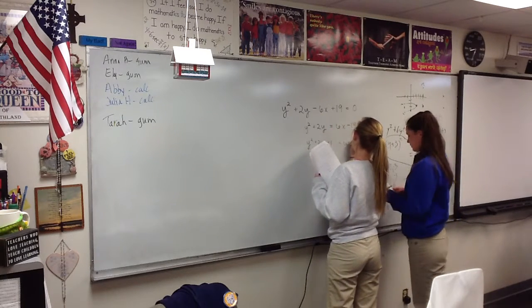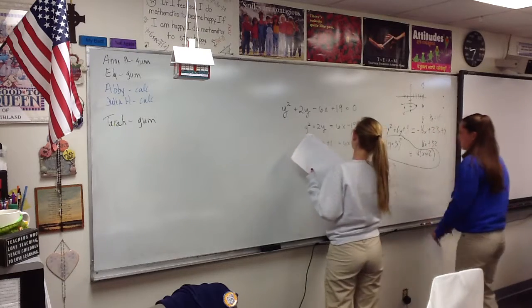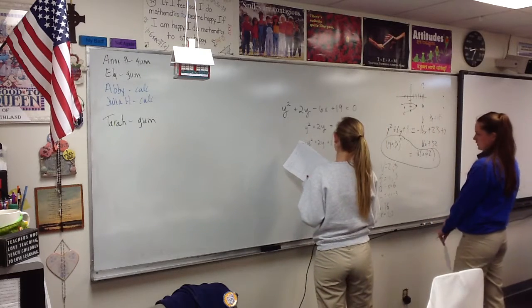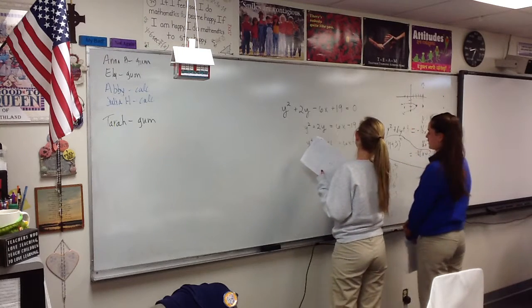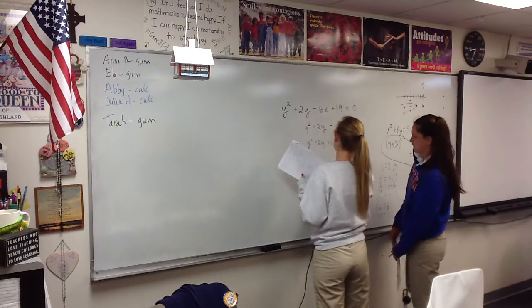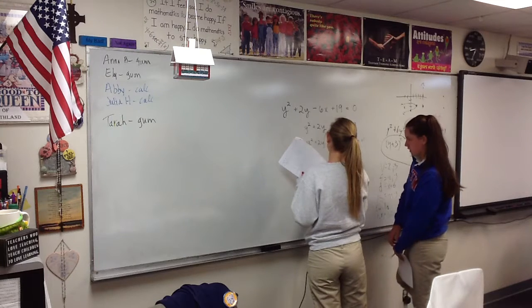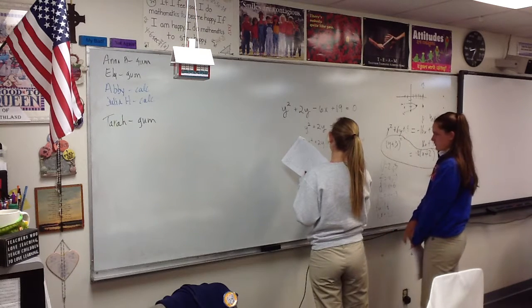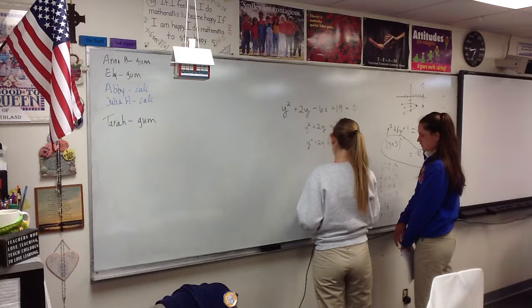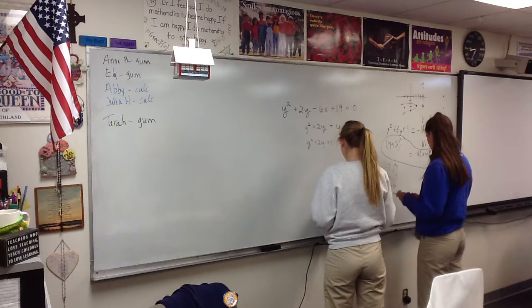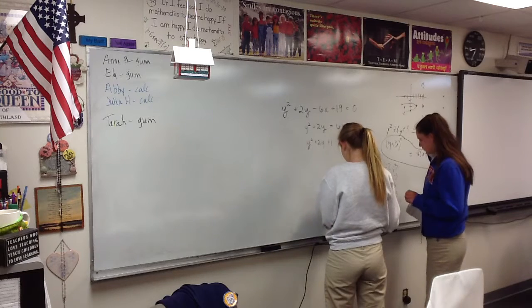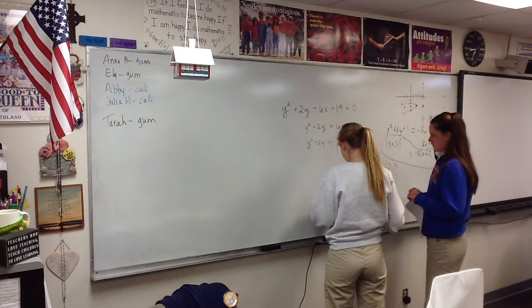What's the eccentricity of a parabola? Eccentricity of a parabola is 1. Very good. What's the eccentricity of a circle? 0. Always, always, always. Those two never change. So if you need the eccentricity of a circle, you will say 0. If you need the eccentricity of a parabola, you will say 1.